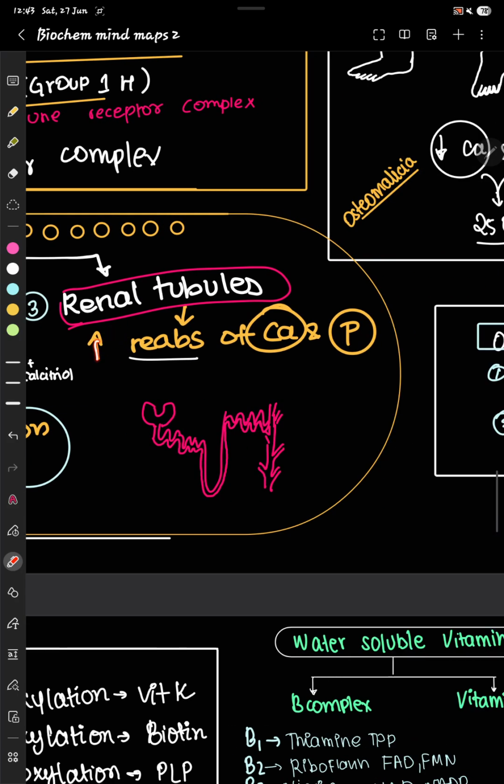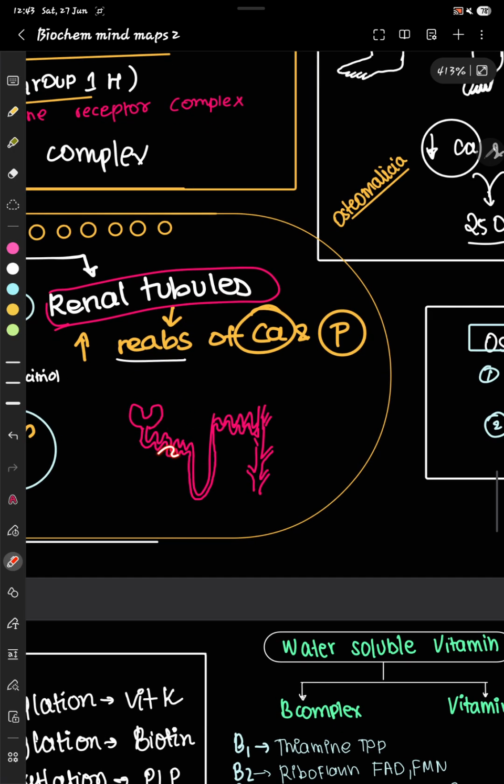And the third function is increased reabsorption of calcium and phosphate from the renal tubules. When you reabsorb calcium and phosphate, not allowing it to go through the urine, it actually increases the calcium levels in the blood, and now mineralization and other absorption is easier, indirectly helping in bone formation, right? So these many important functions are related with vitamin D.